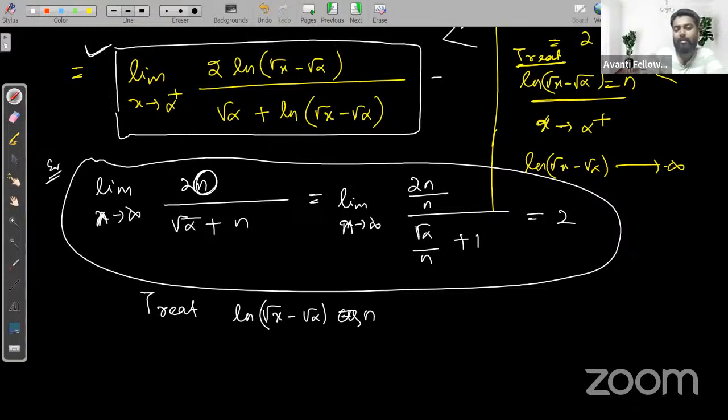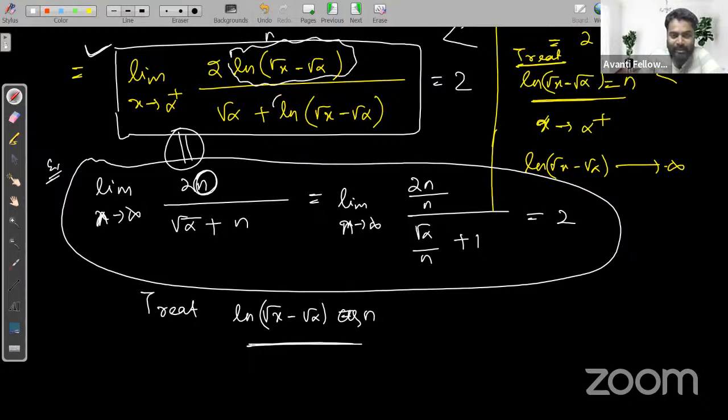It will come, because both the expressions are similar. If we treat n as ln of root x minus root alpha, okay, so here also, this is my n, and this is also my n.